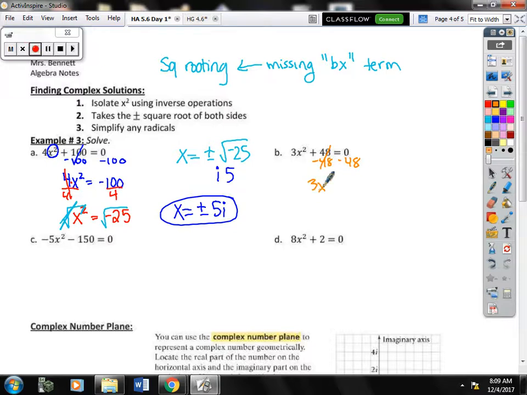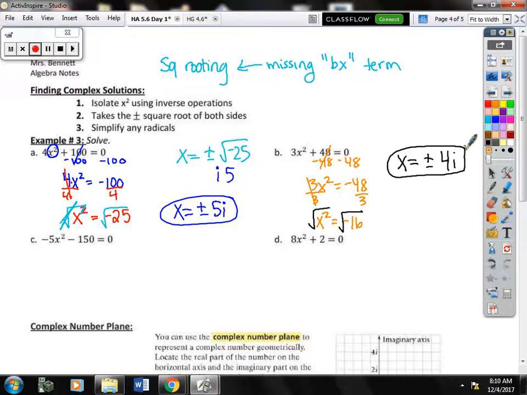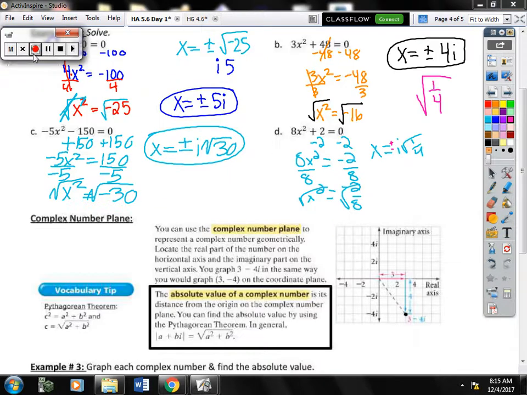So we would subtract 48. We would then divide by 3 to get x squared equals negative 16. And then we'll square root both sides, inserting our plus or minus, which quite a few of you will be kicking yourself about when you get your quiz back. You miss 1 point if you don't have a plus or minus, because that's one answer that's missing. What would this be simplified? Garrett? 4i. Good. Plus or minus 4i. See if you guys can try C and D on your own with the square root.